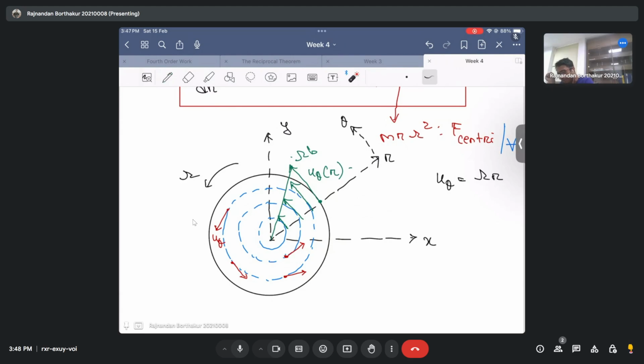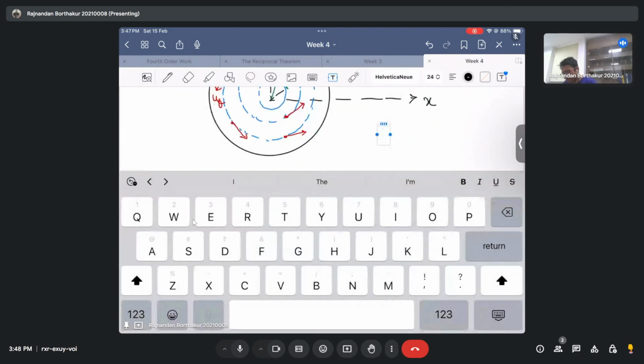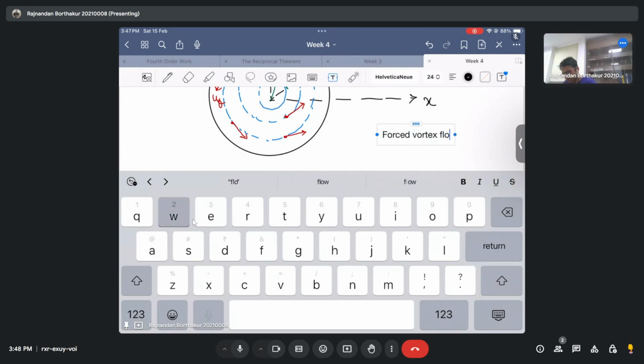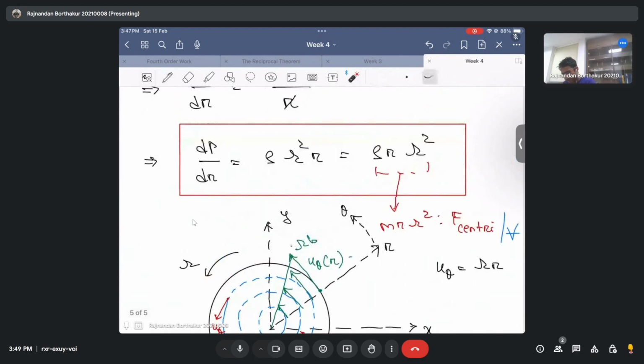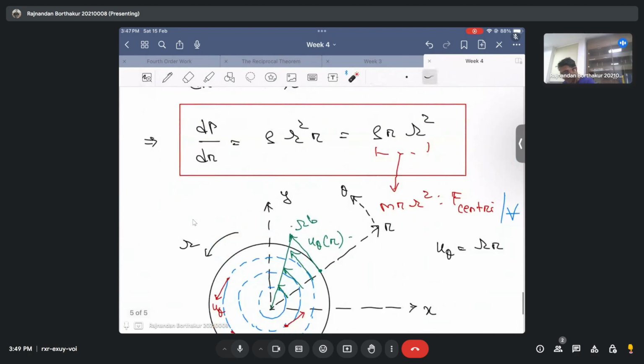And of course these kinds of flows, as I said, are known as vortex flows. More in particular, these are known as forced vortex, and in forced vortex, as I said, the pressure in the radial direction is being balanced by the centrifugal force.